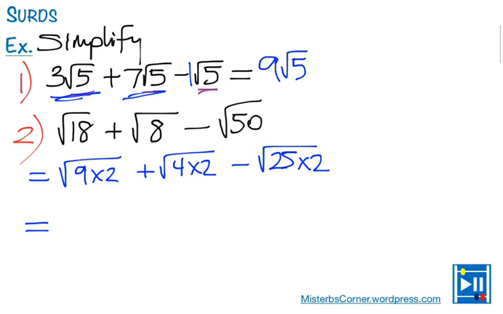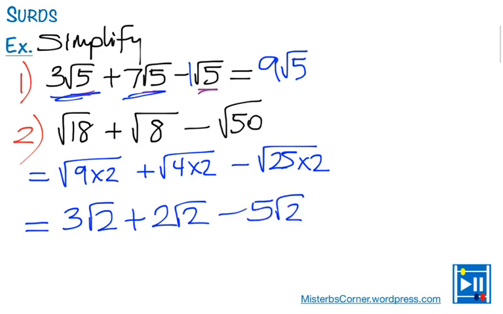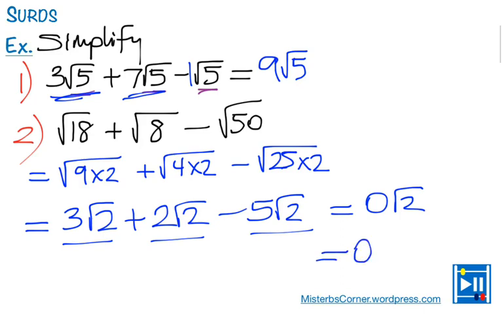So 9 goes out as 3, so this is 3 root 2. 4 goes out as 2, so this is 2 root 2. And 25 goes out as 5, so this is 5 root 2. And basically 3 plus 2 minus 5 is 0. So that's 0 root 2 if you'd like, but I prefer to write 0.